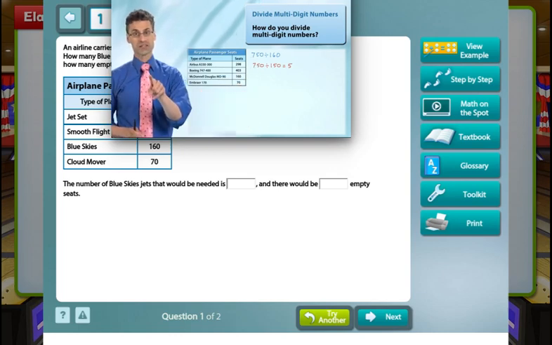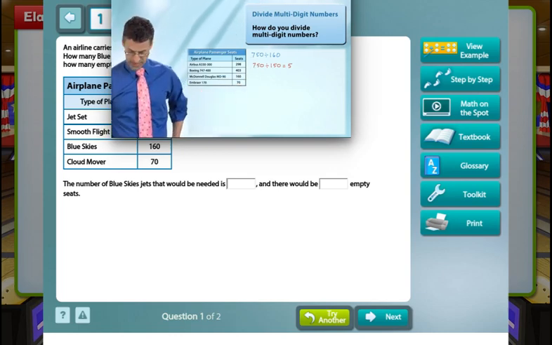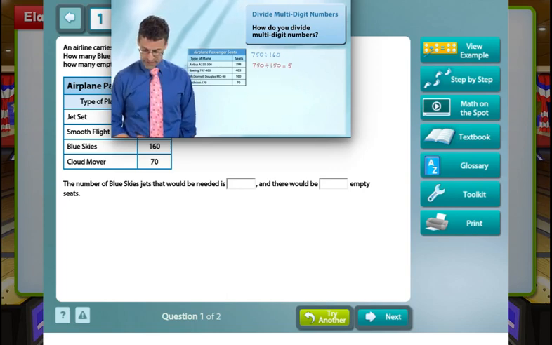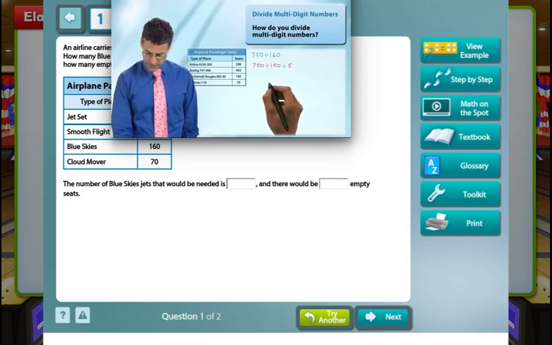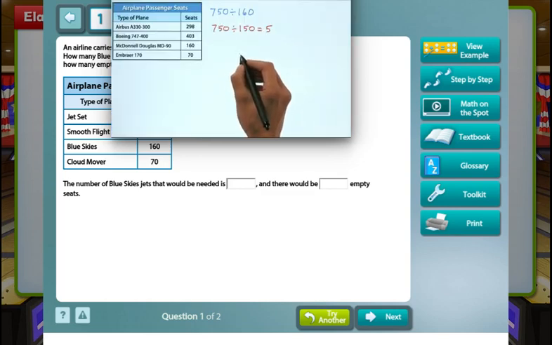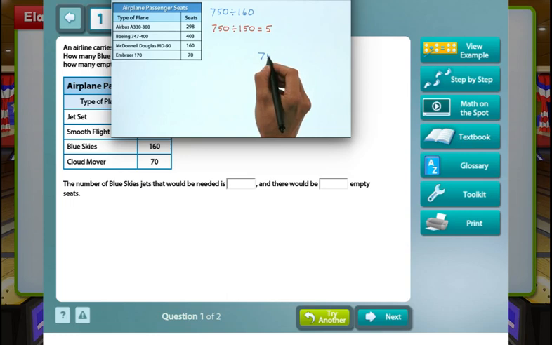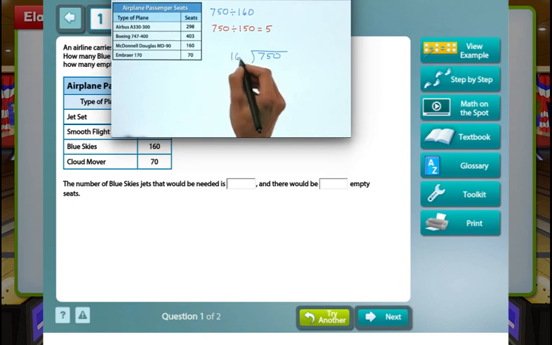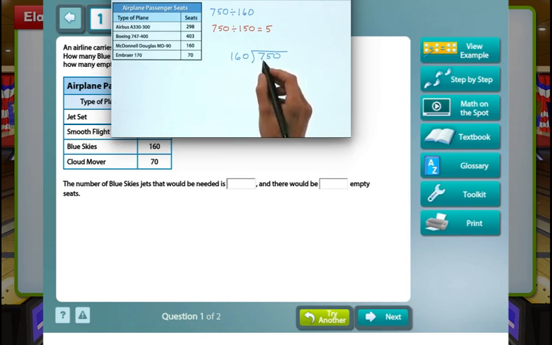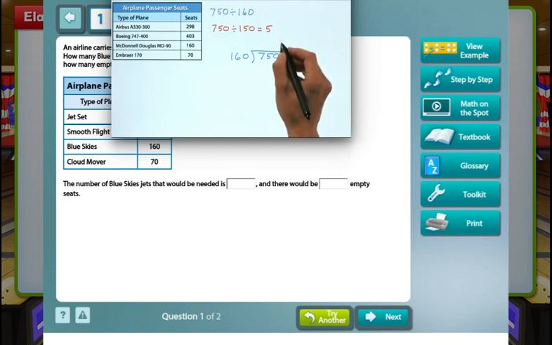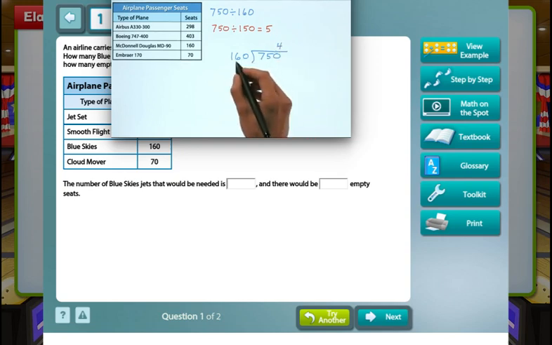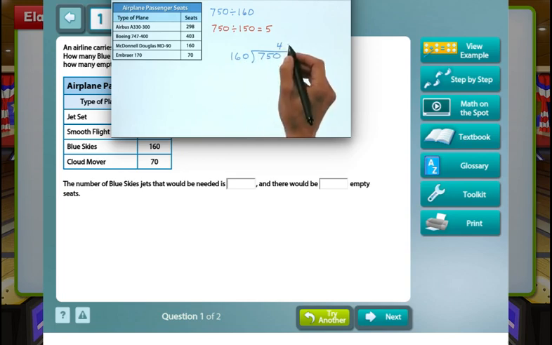But now let's make that precise. Let's see what the actual answer is by performing the actual division. We're going to do this live. So we're going to take 750 and divide it by 160. Well, 160 divides into 750 4 times. And what is 160 times 4? Well, that's 640.